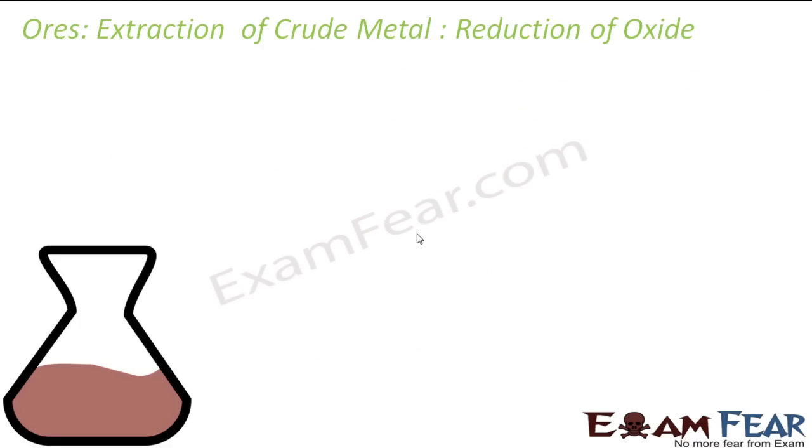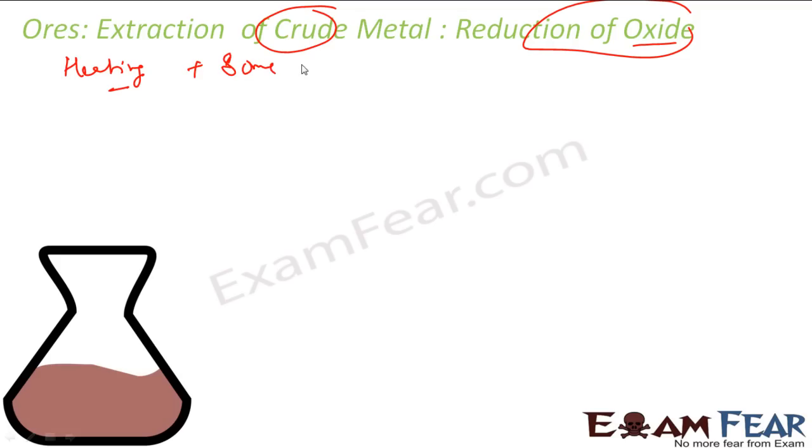As I have told, the first step was to convert the sulfides and carbonates to oxides. Now I have got the oxide ore. Now I have to get the crude metal from the oxide ore by reduction. So it also involves heating, but it needs some reducing agent. And the reducing agent is normally carbon. Why? Because it is cheap and it has a good reducing capability.